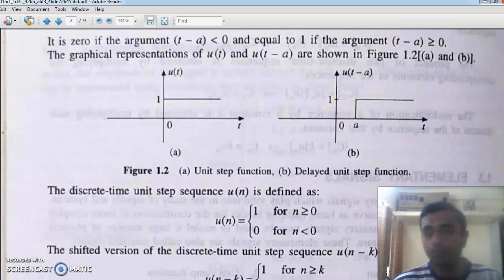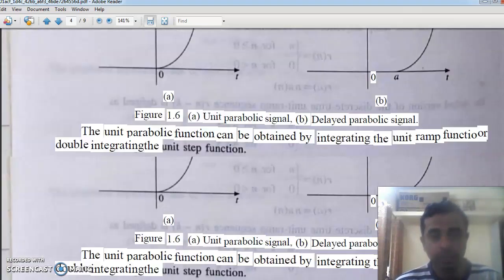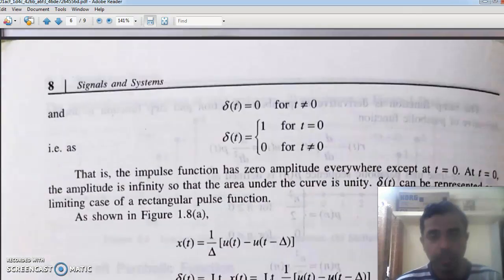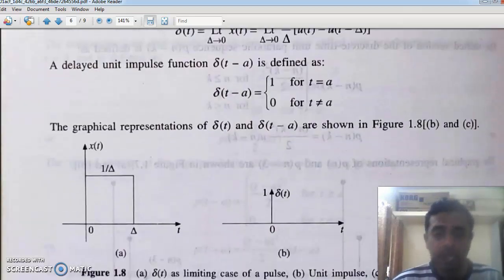Okay, so now going back to the other thing, this one we have seen. This is of width delta, and the height was 1 only. So what should be the height actually of the pulse? The height of the pulse should be 1 by delta. This is how it is defined. Why is it defined like this? Because the area under the curve should be equal to 1.